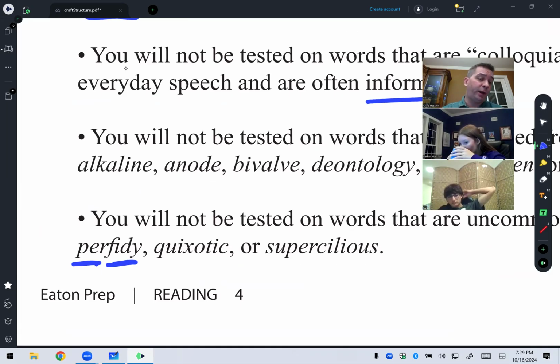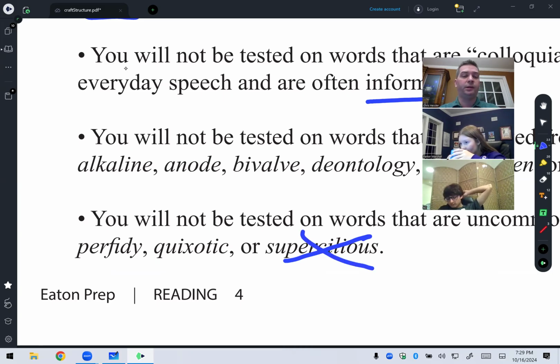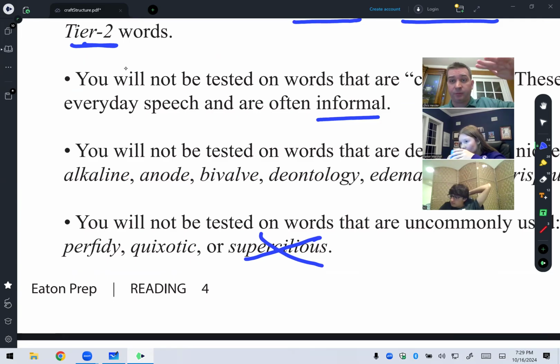So perfidy is treachery. Quixotic comes from the name Don Quixote. So if you're quixotic, you're foolishly idealistic, like that gentleman was. And you don't need to know what supercilious is. I just wanted to give you a sense of where it stops, but they cap the difficulty.